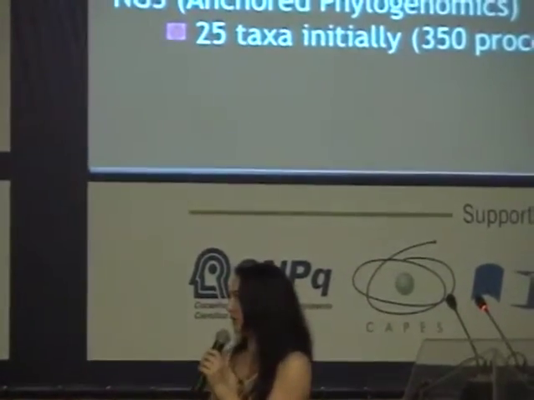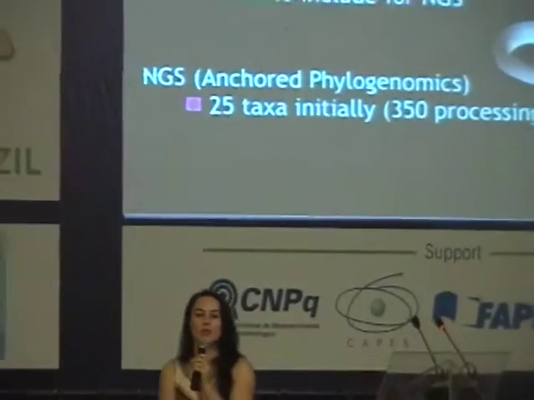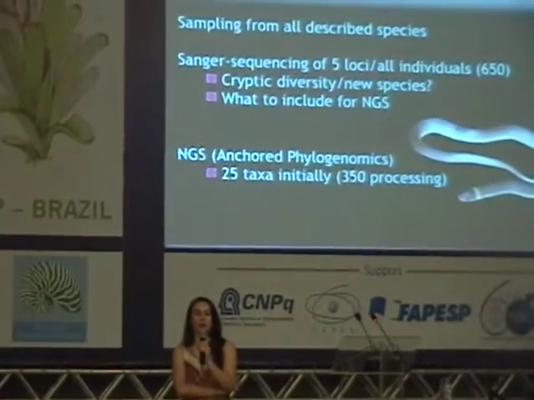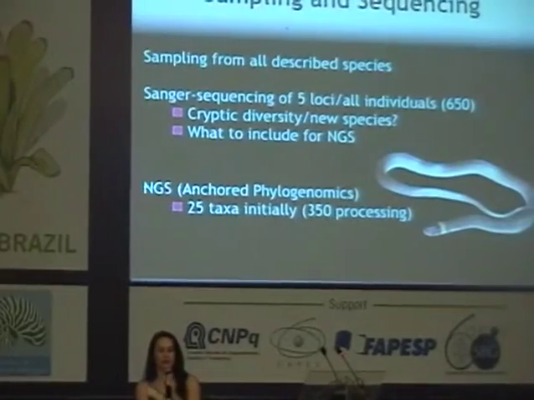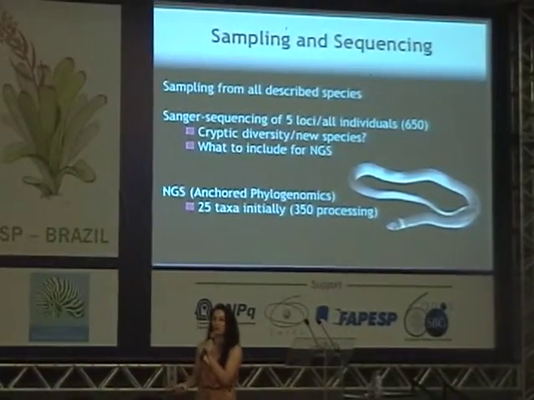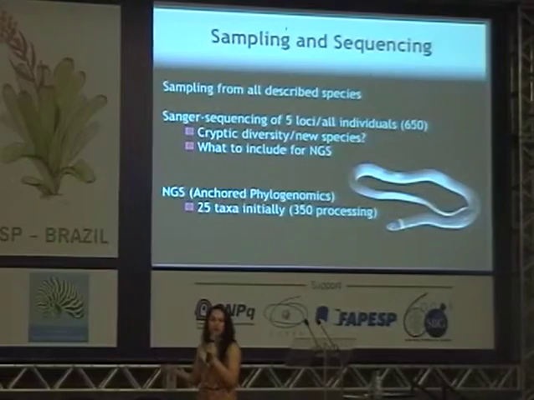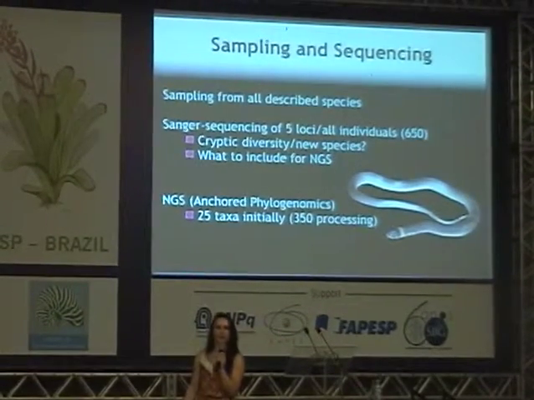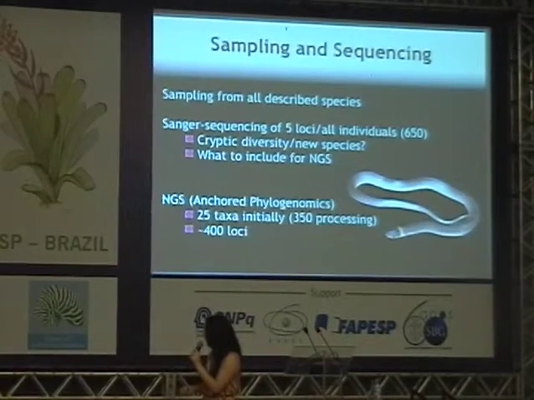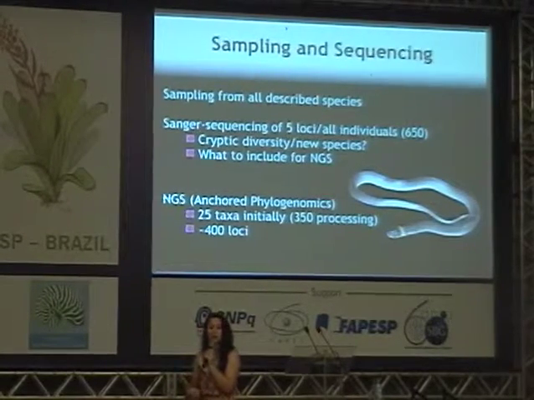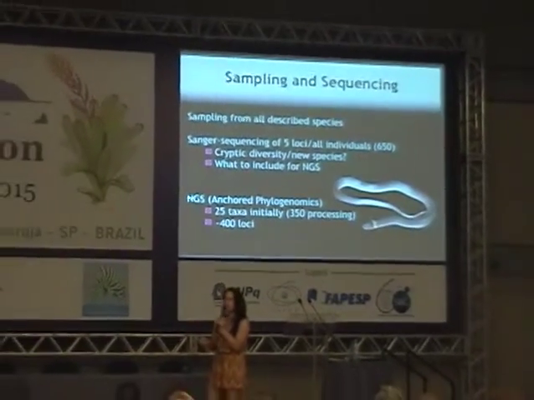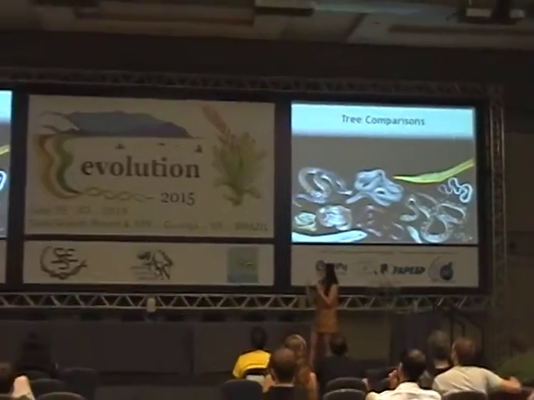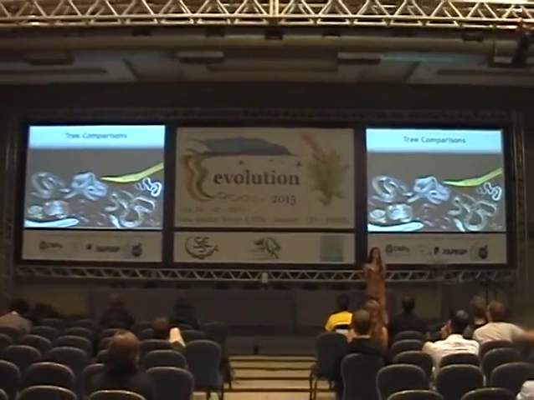that way we're able to get them all in there. For the NGS data, we're actually using the anchored phylogenomics technique of the Lemmons. Initially we sent out 25 taxa to see how this works. This represents almost all the genera in Madagascar for pseudoxyrophines. We've got 350 more that, based on the Sanger sequencing, we've chosen to send along, and they're done. They're just going through the bioinformatics pipeline at this point. This is a data set that targets about 400 loci, and I'm going to break down what that looks like a little bit more.